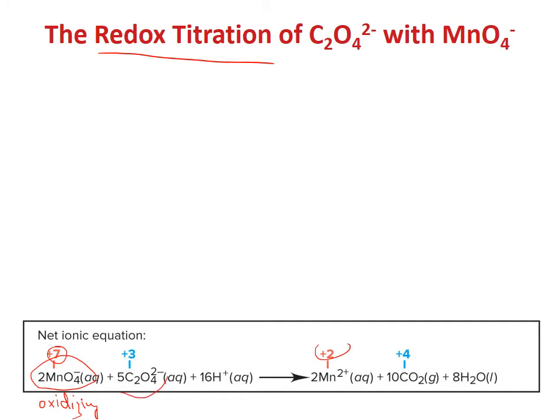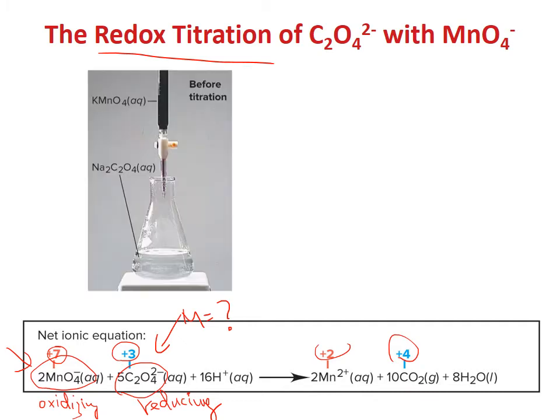And the oxalate anion, its oxidation number increases to carbon dioxide, so it's a reducing agent. Okay, now suppose we have a solution of sodium oxalate, and we want to find the molarity. We can use potassium permanganate to titrate this unknown solution of sodium oxalate.